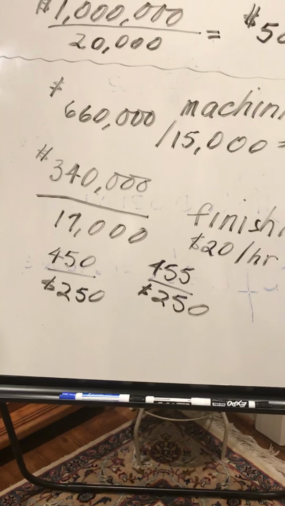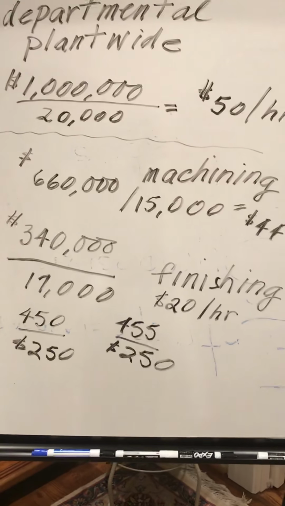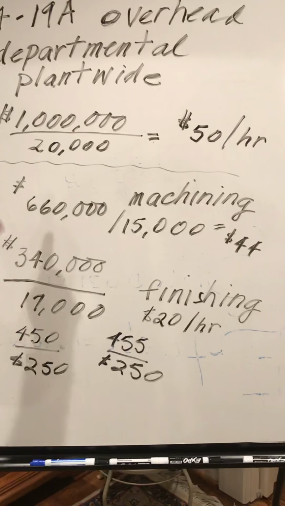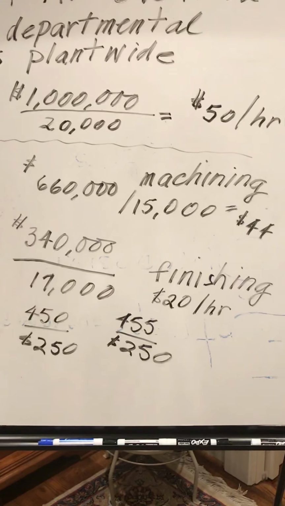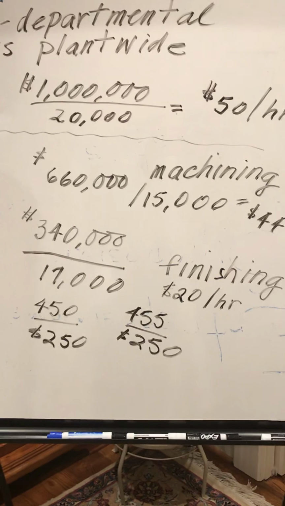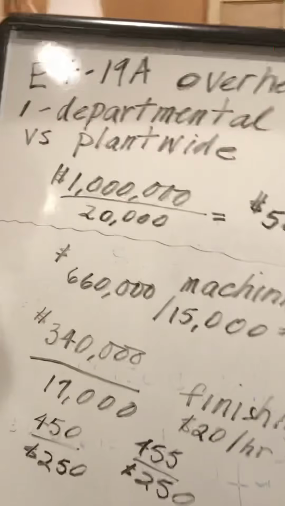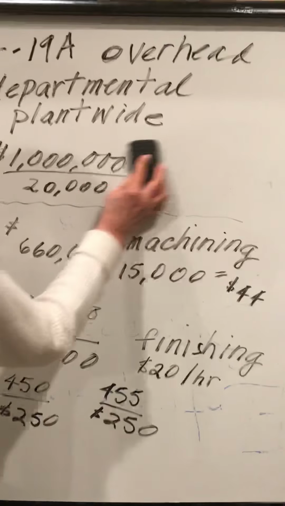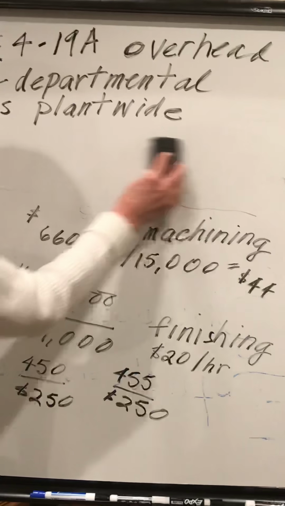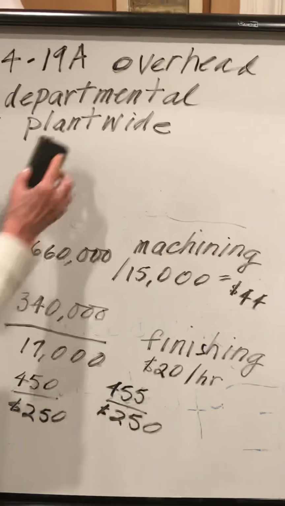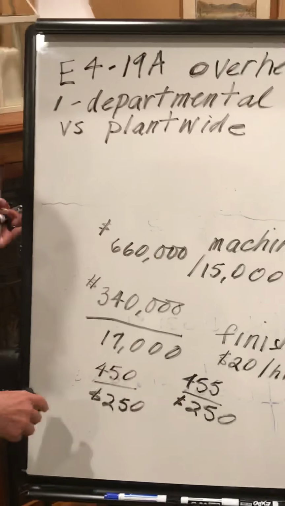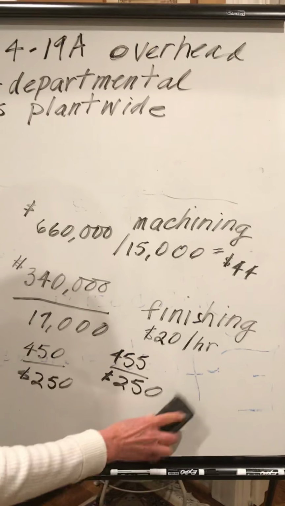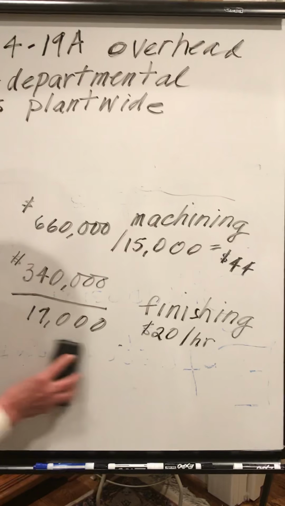Now, what if we actually costed these two jobs based on departmental hours? And where is that eraser? Thank you. Okay, so I'm going to erase our $50. By the way, the folks are very kind to lend me a whiteboard because I don't normally have that in my house. Okay, so we've got $250 for both jobs.